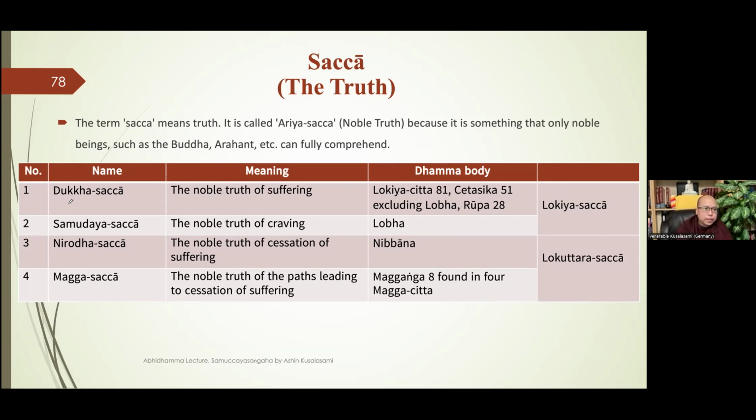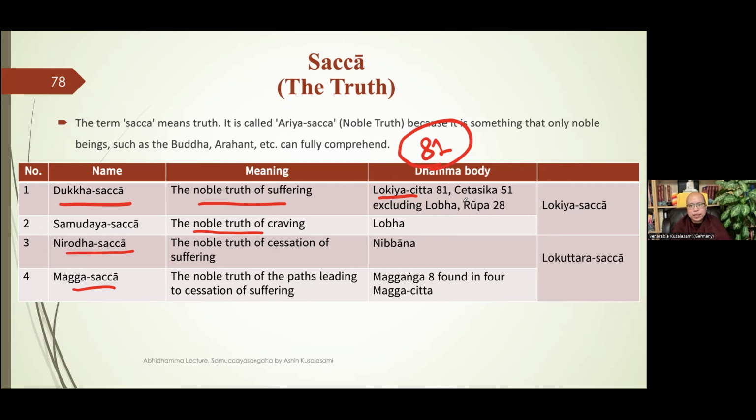Here, number one, dukkha sacca, the noble truth of suffering; samudaya sacca, the noble truth of craving; nirodha sacca, the noble truth of cessation of suffering; and magga sacca, the noble truth of the path leading to cessation of suffering. As a Dhamma body, dukkha sacca is only lokiya citta. How many lokiya citta? 81. Here it is written: lokiya citta 81, and cetasika excluding lobha, and rupa 28. So all are dukkha sacca.